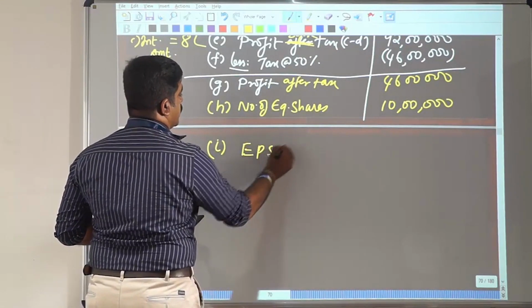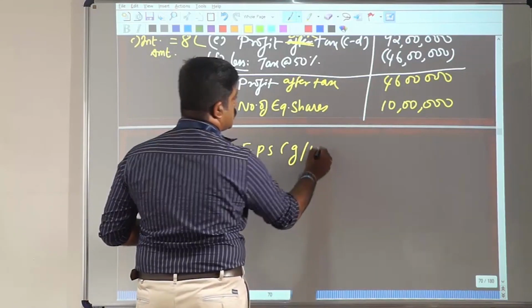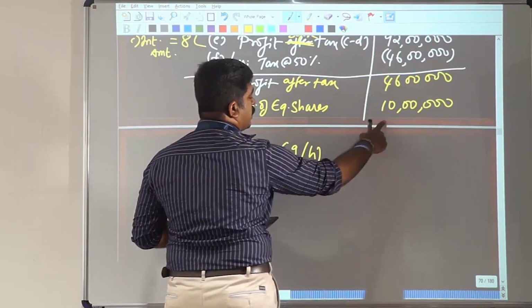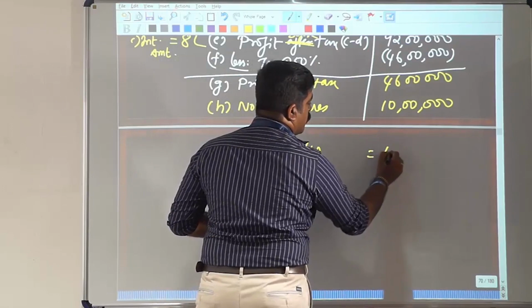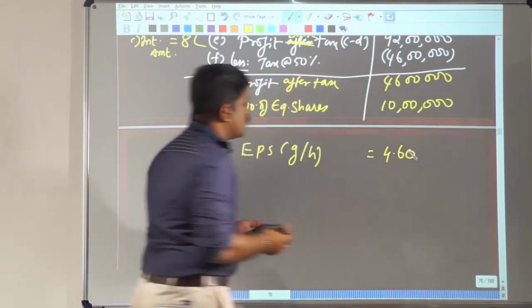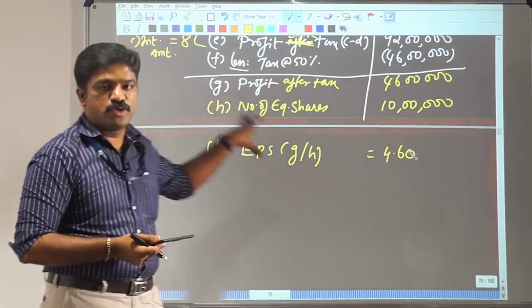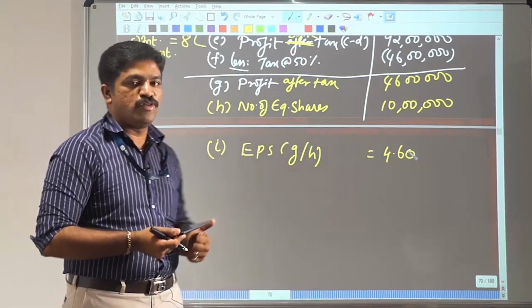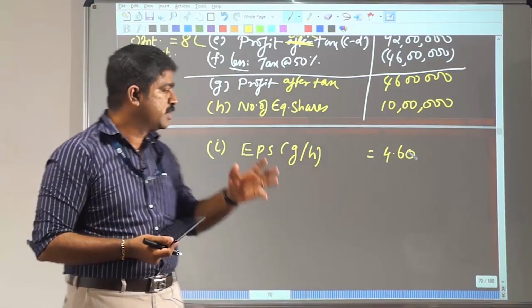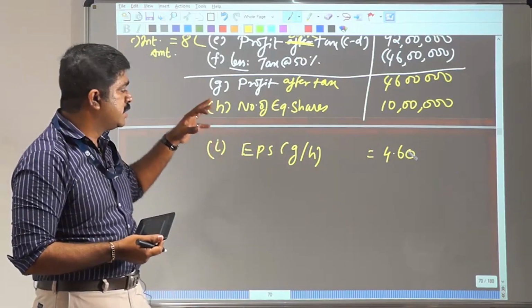EPS is nothing but item number G divided by H. So it is 46 lakh divided by 10 lakh. So it is going to be 4.60. So if the company goes for option 2, their EPS is going to be 4.6, but still we cannot take a decision before analyzing the third option.